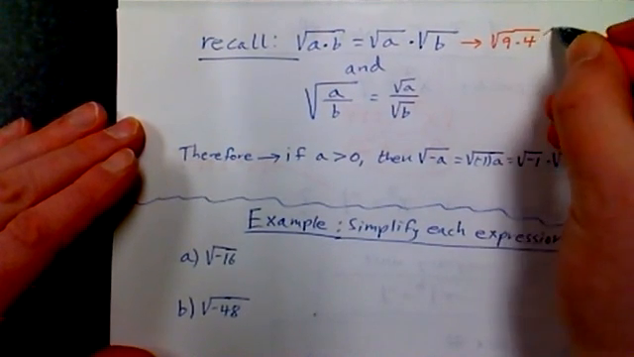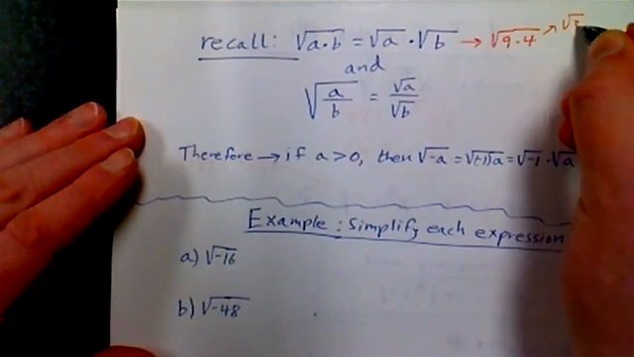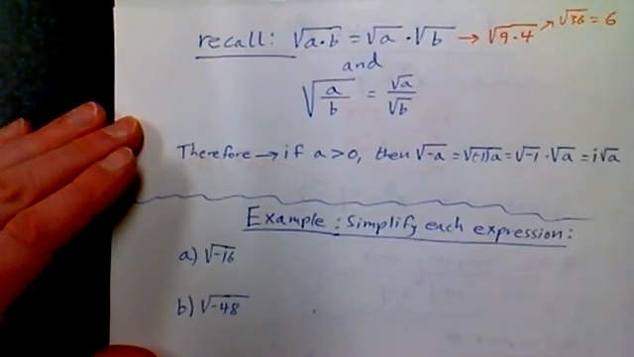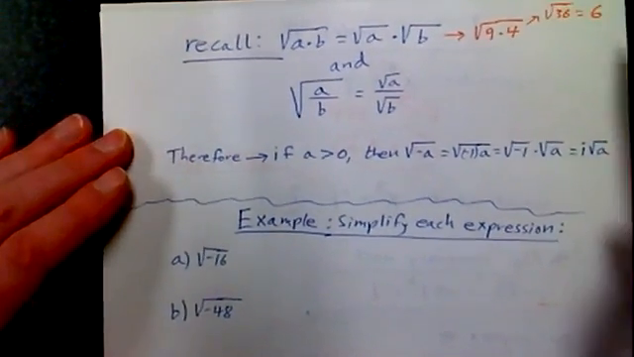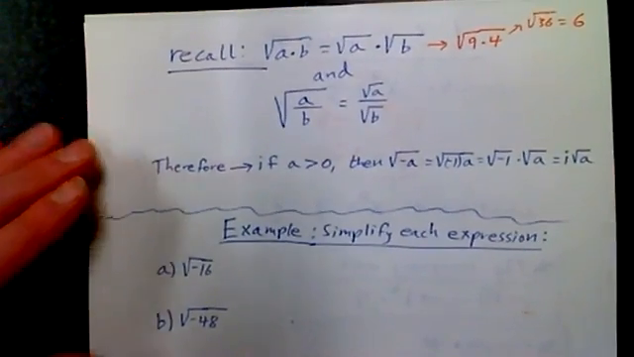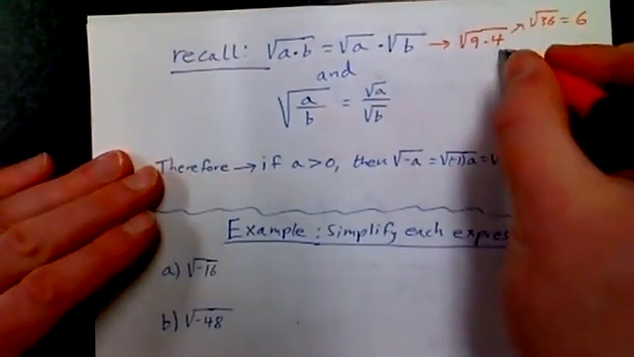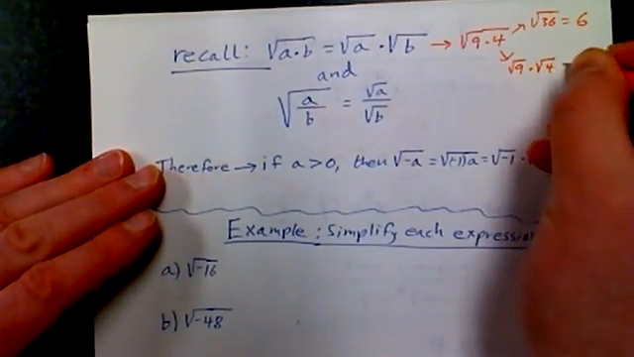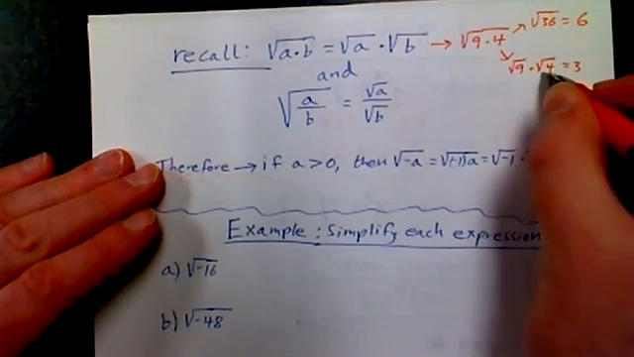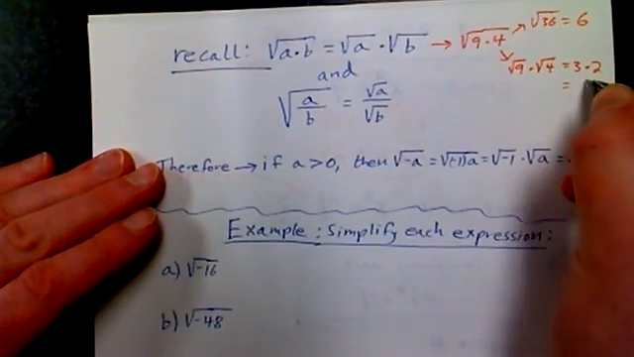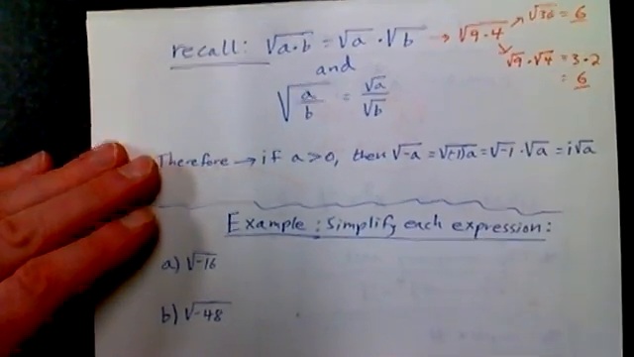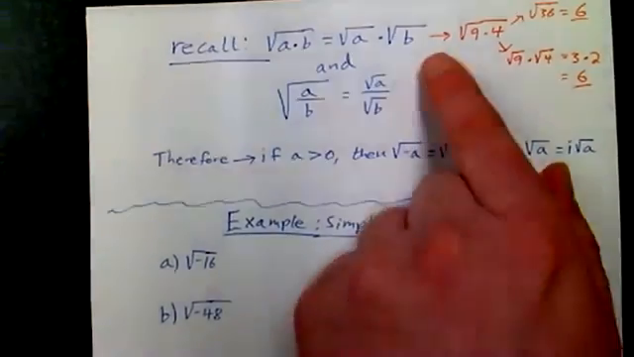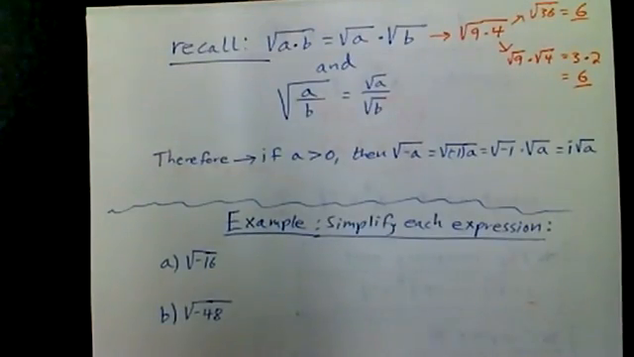Well, we know that that is the square root of 36, which is 6. And really, it's plus or minus 6, but usually we just use the positive part, right? But we could say, well, this is the square root of 9 times the square root of 4. The square root of 9 is 3. The square root of 4 is 2. And we can still arrive at that answer of 6. Okay? So that was one of our rules from algebra.